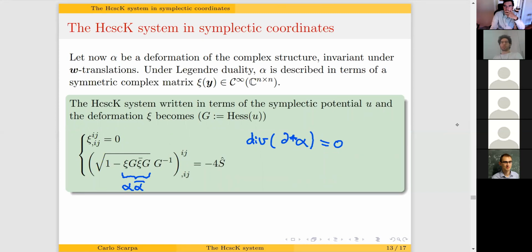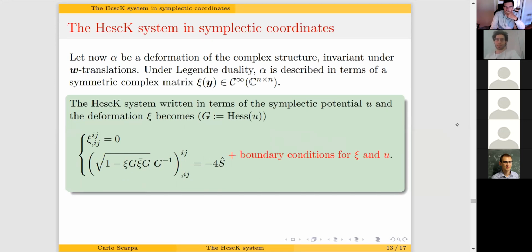And in general, it's much easier to study this system rather than the more general one that I've written in the previous slides. But then, of course, this system describes the Hitchin-cscK equations only on this open dense subset over which we have these special coordinates. So to make sure that they compactify to actually give us a solution of the Hitchin-cscK system, we have to impose some boundary conditions. And the boundary conditions will be different depending on the topology of the problem.